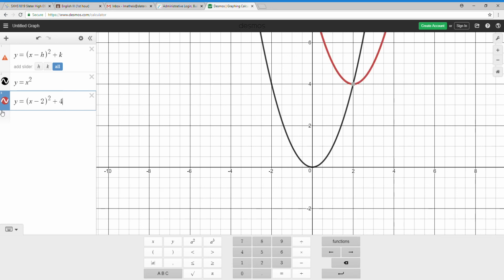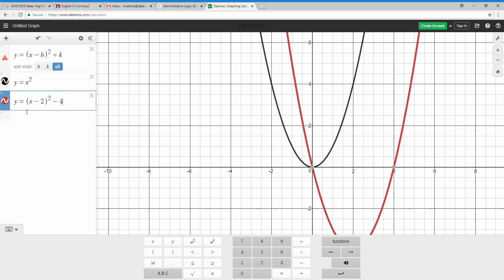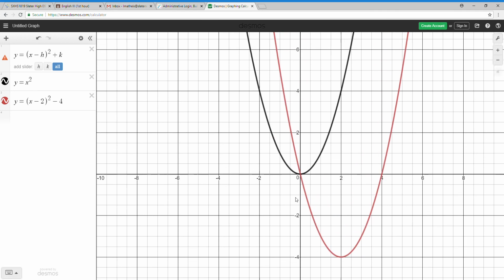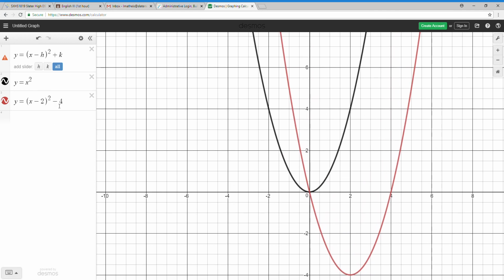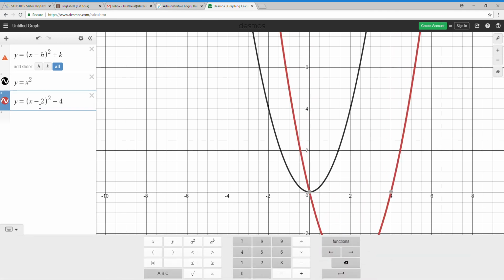So plus 4 is literally going to move it up 4, minus 4 is going to move it down 4, all the way down to negative 4 on the graph. I know it's a little bit weird because you have to remember that these signs kind of mean the opposite. Right here it's supposed to subtract, so it's moving in the opposite direction of the sign, but this is supposed to be positive, so it's moving in the same direction as the sign for this number on the outside.